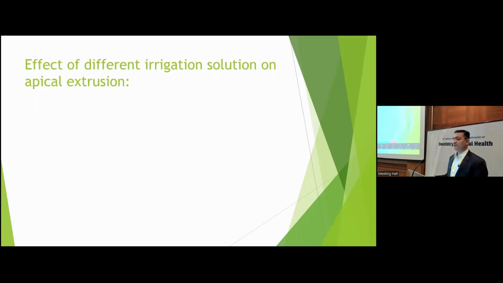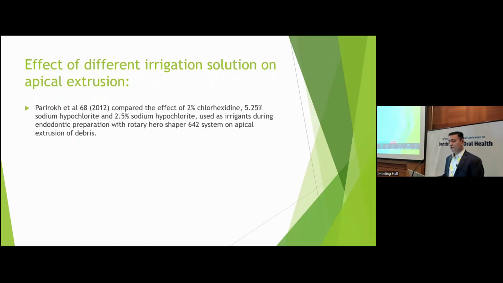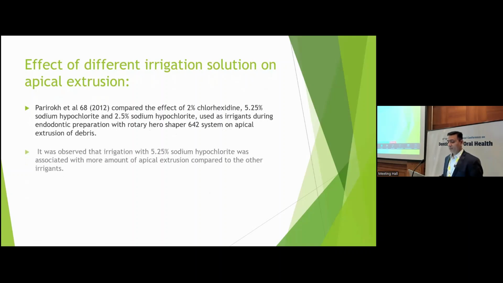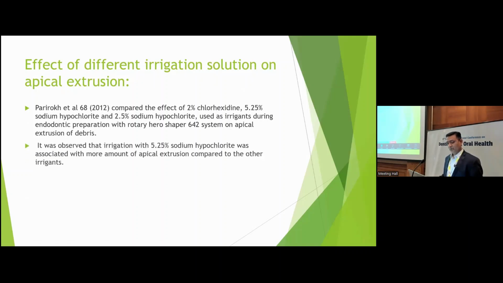Effect of different irrigation solutions: when 2% chlorhexidine, 5.25% sodium hypochlorite and 2.5% sodium hypochlorite were used, then 5.25% sodium hypochlorite caused a greater amount of expulsion compared to the other irrigants. A higher concentration of sodium hypochlorite will better dissolve the organic tissue. That's why these results.